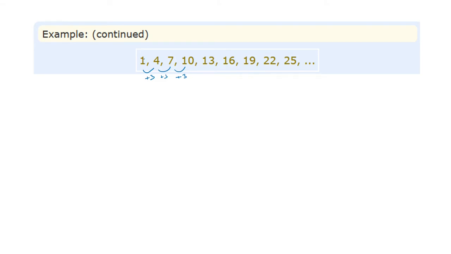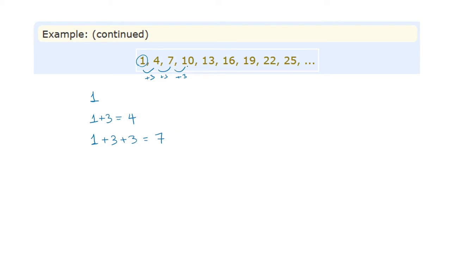The first term is a 1. So we'll write 1 for the first term. The second term is a 4, but how did we get the 4? Well, we took 1 and we added 3 to it, and that's how we got the 4. How did we get 7? We took the 1, we added the 3, and then we added another 3, and that's how we got 7.